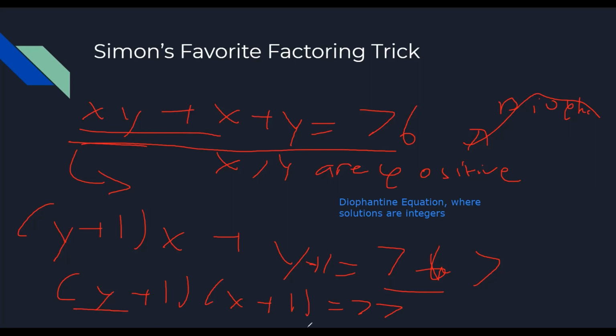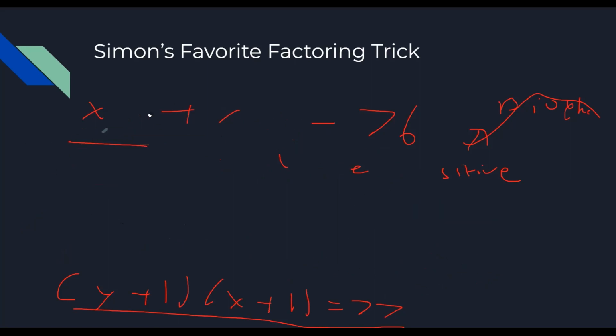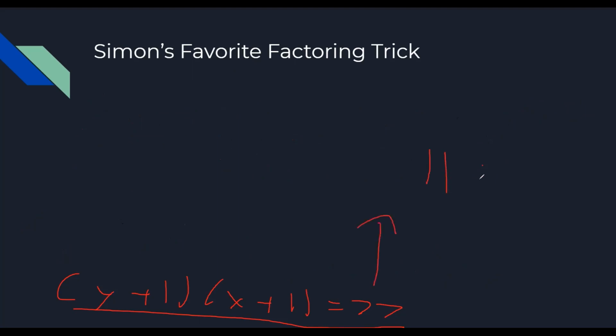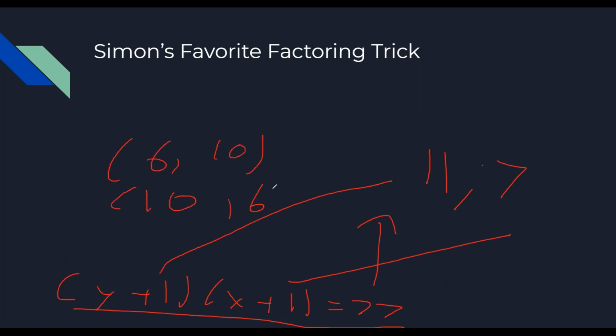Well, now this is easy because it's a number times a number equals 77, and there are only so many numbers that multiply into 77. In fact, given that you can't have 1 as one of these sets, they have to be positive. There are only 11 and 7 that multiply into this. So this is 11, this is 7, this is 6, 10. If you do it the other way, it's 10, 6.